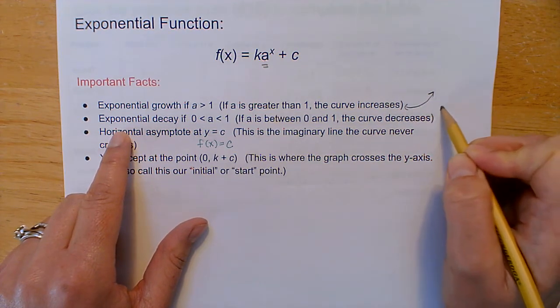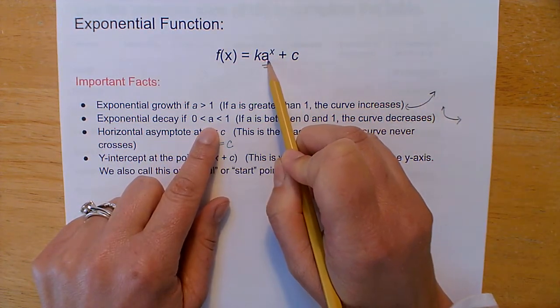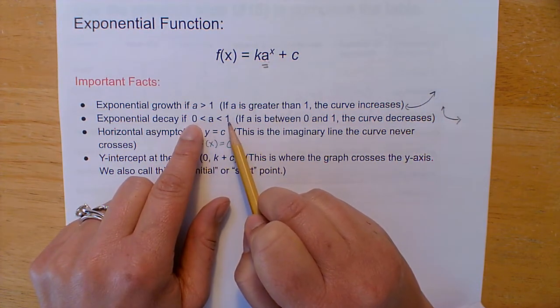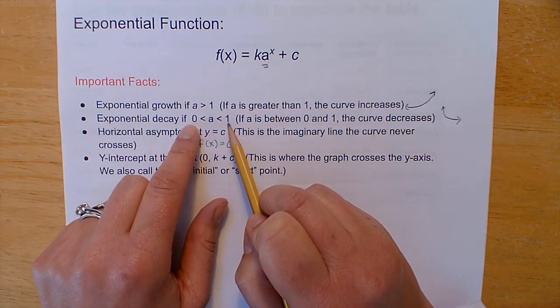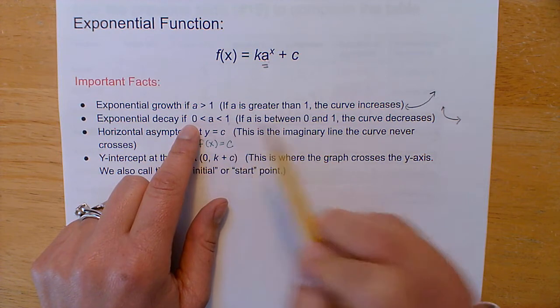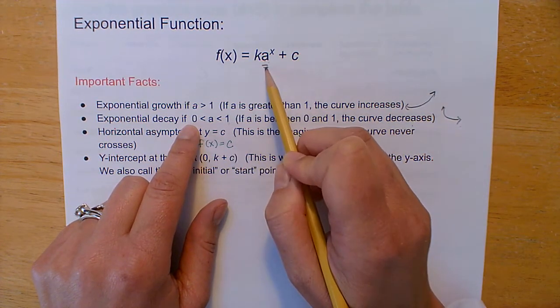It's going to be exponential decay if our number for a is between 0 and 1. So if a is between 0 and 1, we're looking at 1/2 or 0.5 or 1/3, then the curve is going to decrease and look like that. So that's our a number.